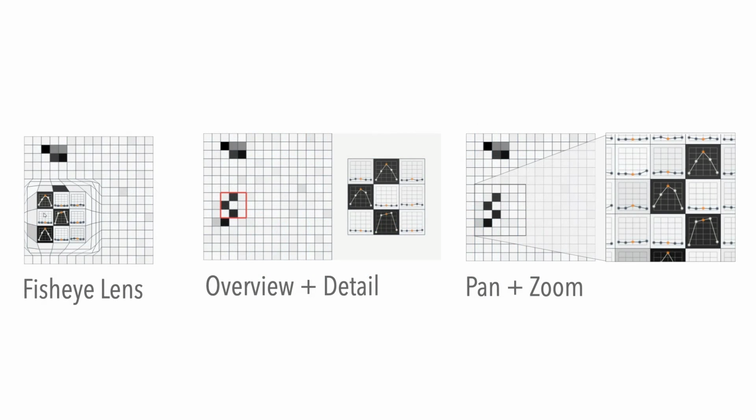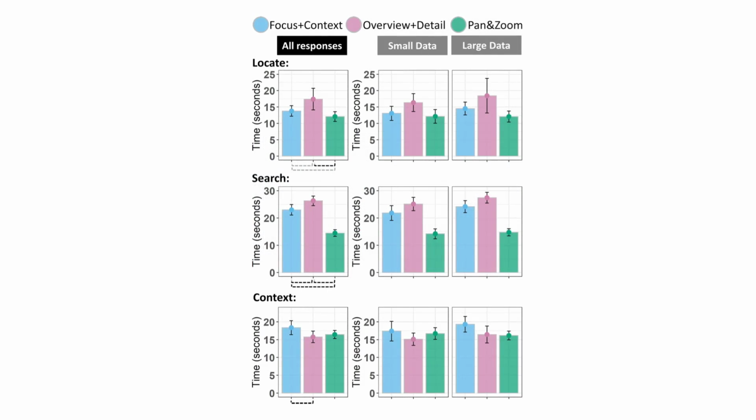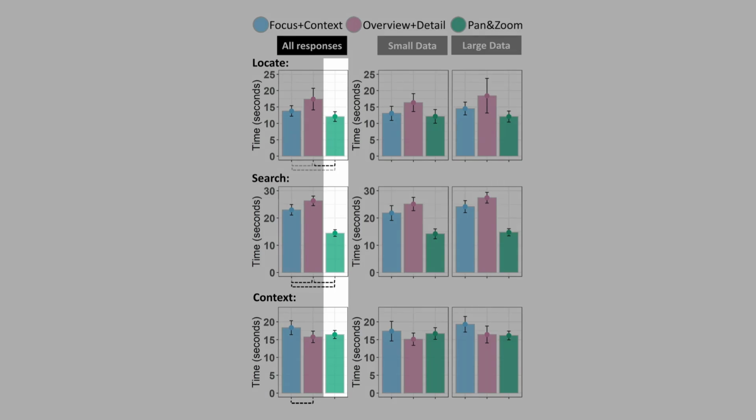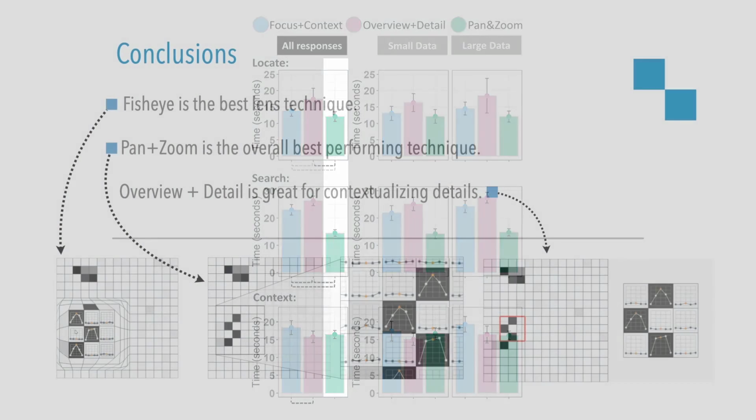In our second study, we compared the best performing focus and context technique from our first user study, which is the fisheye, to overview and detail and pan and zoom. Our results show that pan and zoom was the overall fastest performing technique. Throughout all 3 tasks, it always performed as well or better than other techniques. More specifically, it was faster than focus and context and overview and detail in the locate and search tasks.